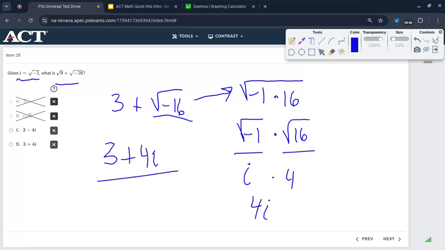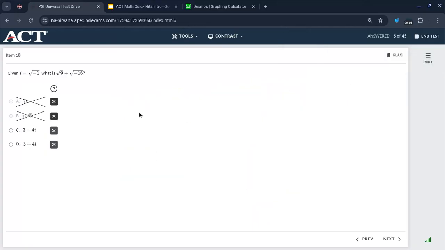Then I look and see that that's answer choice D. So we can select D and move on.